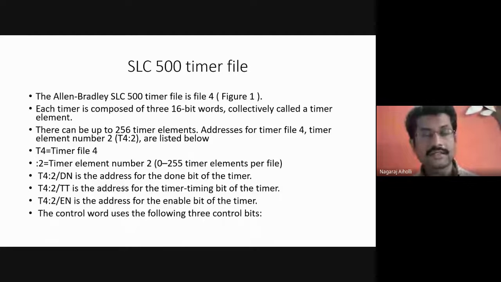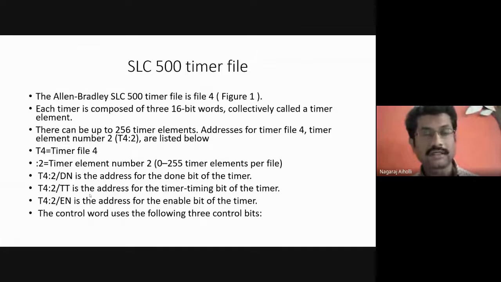T4:2/tt. This is the address for the timer timing bit of the timer. Timer timing bit. Its address is T4:2/tt. In this particular bit address, the status of the timer timing is stored. Either it may be 1 for true state or it may be 0 for the false state. That is, when the timer is maintaining its timing, it will be 1. Once the timer accumulated value becomes equal to the preset value, when it reaches the final value, then this TT bit will become 0.